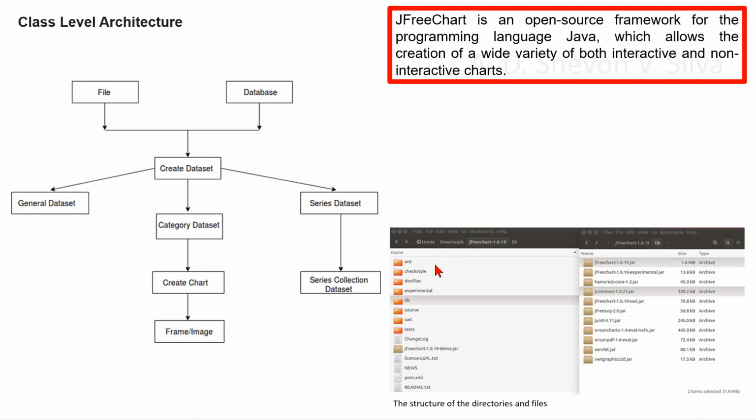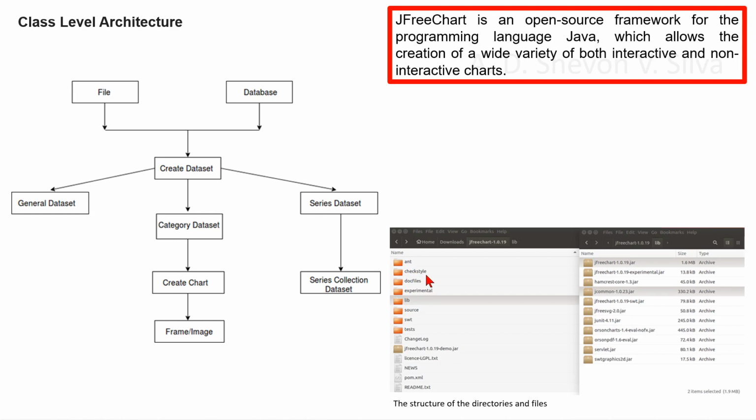Here you can see the structure of the directories and files. The top level directory here, for example, in JFreeChart 1.0.19 contains the files and directories listed here, and a directory containing an build.xml script. You can use this script to rebuild JFreeChart from the source code included in the distribution.